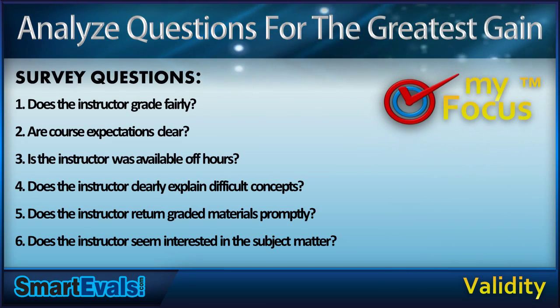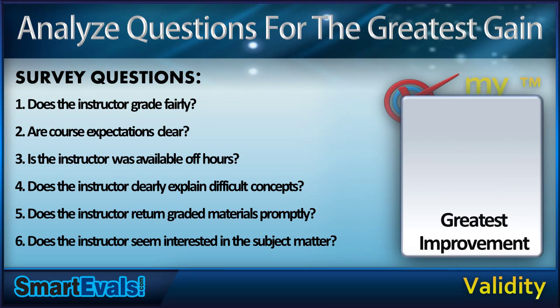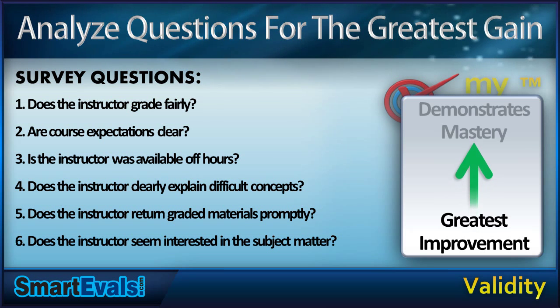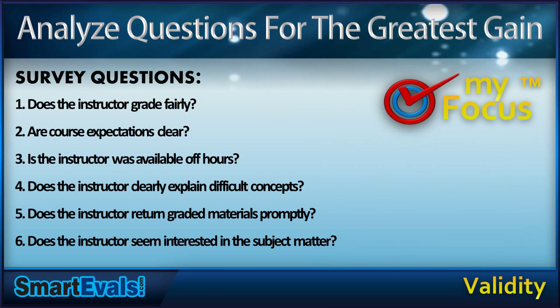Here's how it works. The first thing we do is analyze all of your evaluation questions across all of your classes. We then list the questions on a spectrum from where the greatest improvement is possible to the questions that the instructor already shows mastery in. This analysis used to take a conscientious instructor several days to do, yet we'll have it done for you the second your course evaluation results are released.